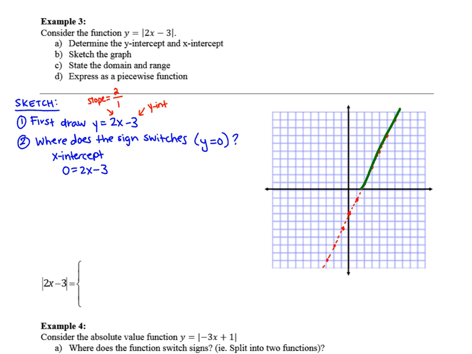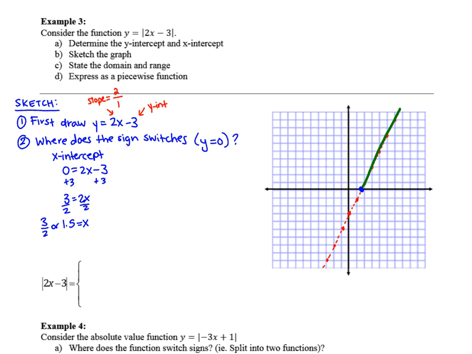So setting y to 0, solving for x. Add 3, right? Then divide by 2. 1.5. Okay, do you agree? Do you see that it's 1.5 right there? Your x-intercept is where the y values, the signs switch from positive to negative. So 3/2, or 1.5, is going to be important. That's always the point you're using in the piecewise function we're going to write, because that's where it changes from positive to negative.